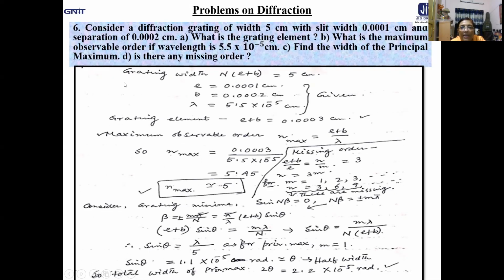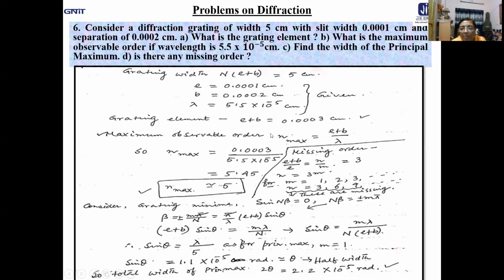So first, grating width is given. And in the last class, we got the message that grating width is expressed as N into (e plus b), that is equal to 5 centimeters. The slit width small e is given, separation is given, and lambda is given. So the first part is the grating element. Very easy. e plus b, you will get the answer 0.303 centimeter.